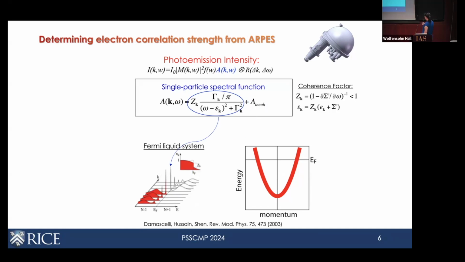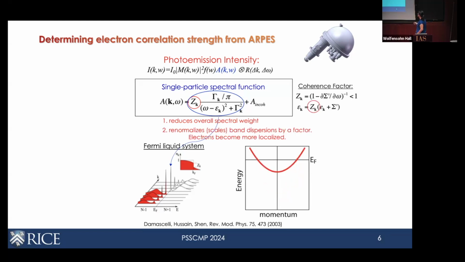So the modification can, to the zeroth order, be grouped into this coherence factor Z, and it affects the spectra that we see in two ways. One is that there's an overall reduction of the spectral weight, so the peak area will be smaller than the non-interacting limit. And the second effect is that it comes into this term here and modifies the electronic band dispersions also by the same factor. So there is a squeezing of the band in the energy direction, and that's another manifestation of correlation effects that we can directly measure.